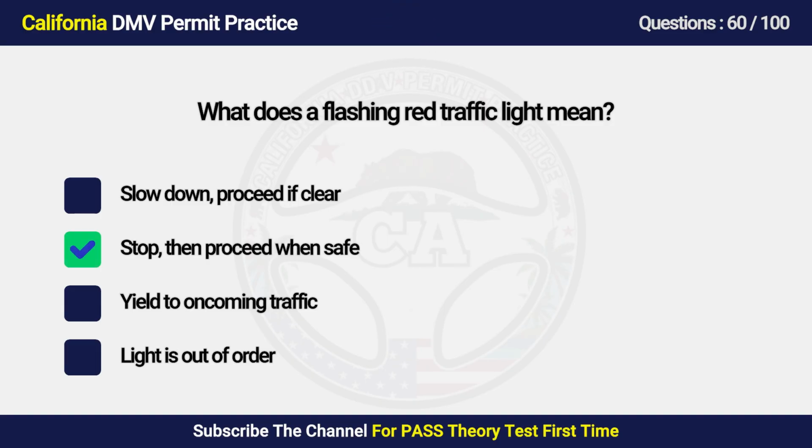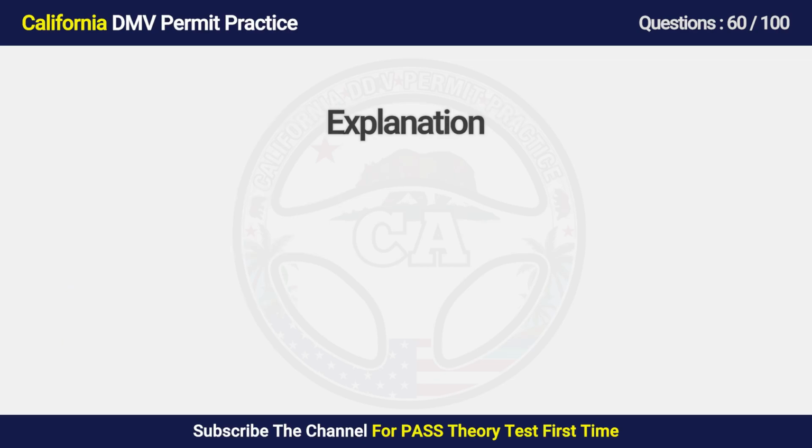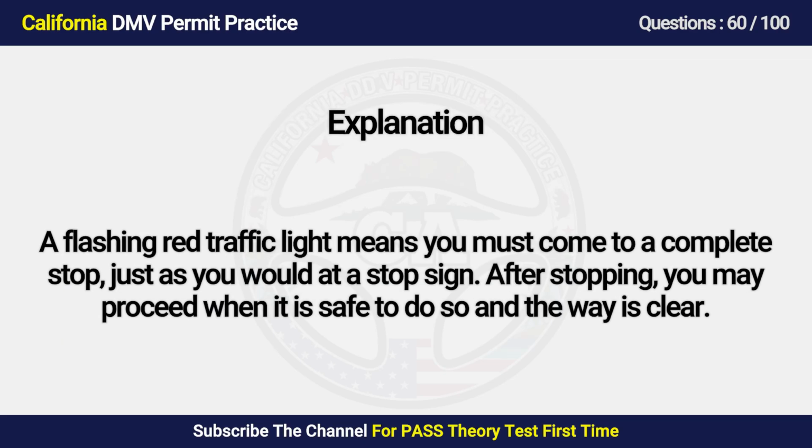Answer is B. Stop, then proceed when safe. A flashing red traffic light means you must come to a complete stop, just as you would at a stop sign. After stopping, you may proceed when it is safe to do so and the way is clear.